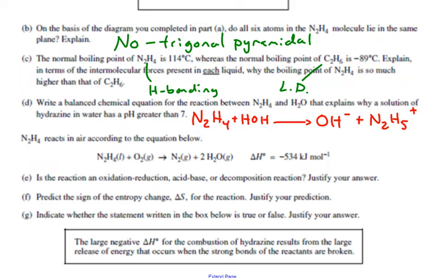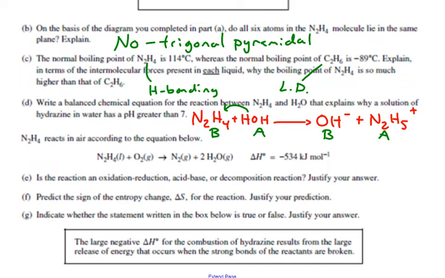Guys, here it is. If it makes a base, the partner's got to be an acid. This is an acid. This has to be a base. So this has to be an acid. So what do acids do? They lose H's. Right? An H has to go onto that. So it loses an H.